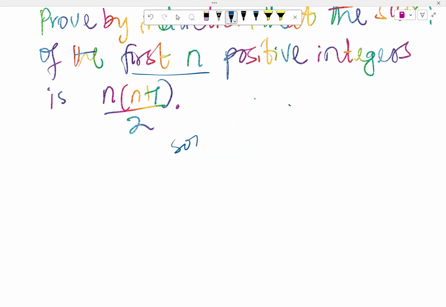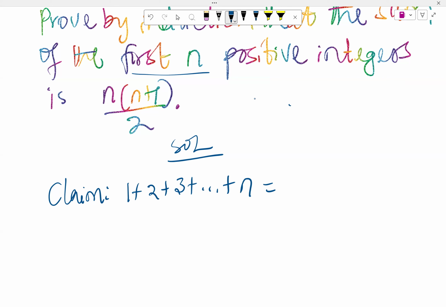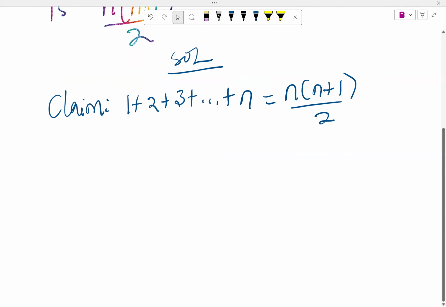So how do we take care of that? First of all, we have a claim here, and the claim is that 1 plus 2 plus 3 plus all that up to any particular n is equal to n into n plus 1 divided by 2. That is our claim. Of course, like I told you in the first video, I break this down into 4 steps.